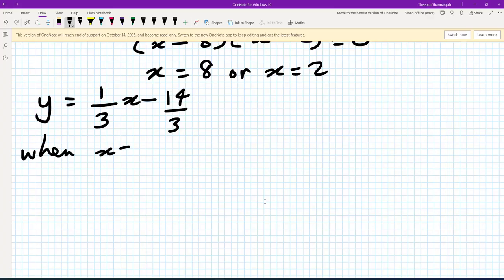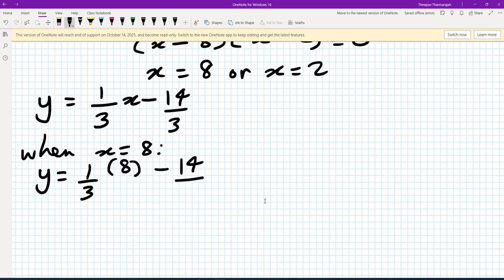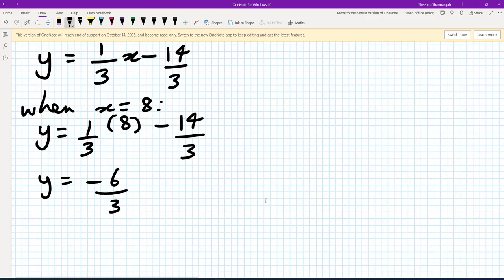So when x equals 8, we're going to say y equals a third of 8 minus 14 over 3, which is minus 6 over 3, hence y is minus 2. So our first point of intersection is 8 and minus 2.